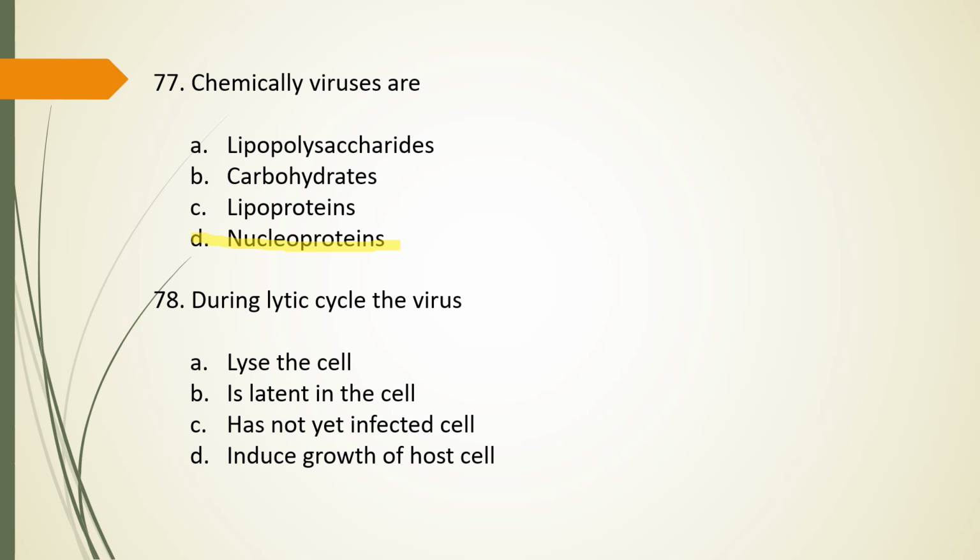Question number 78. During the lytic cycle, the virus. Option A, lyses the cell. Option B, is latent in the cell. Option C, has not yet infected the cell. Option D, induces growth of the host cell. The correct answer is option A, lyses the cell. The lytic cycle is a viral reproduction cycle where the virus takes over a host cell, replicates, and then breaks out of the cell to infect other cells.